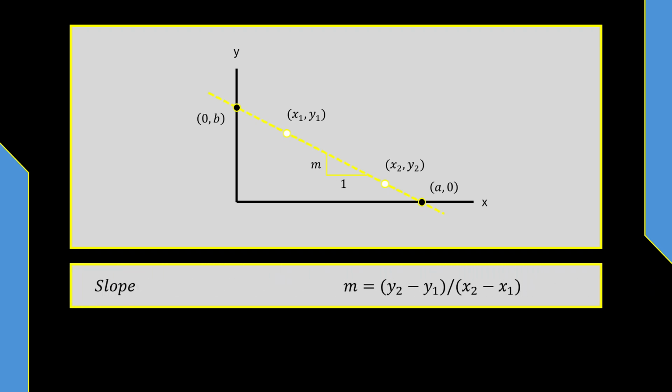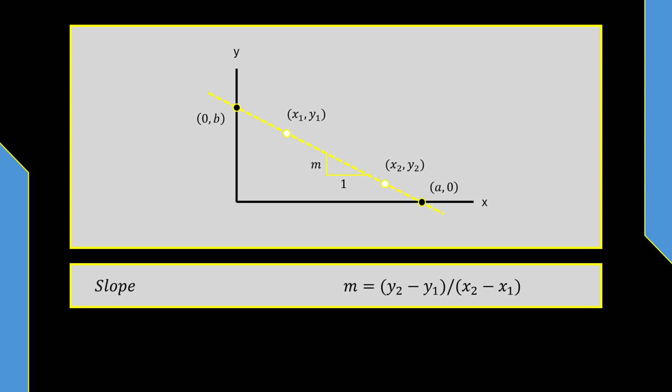So a straight line in two-dimensional space is shown here. The slope of the line is m, the y-intercept is b, and the x-intercept is a. A known point on the line is represented as x1, y1, and another point shown here could be x2, y2. So there's a few formulas we'll be covering.